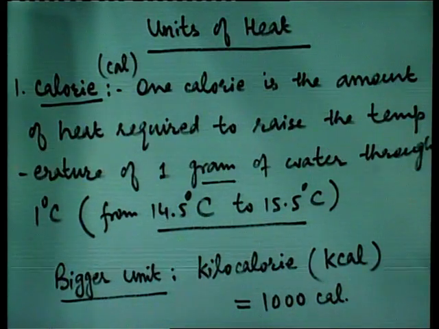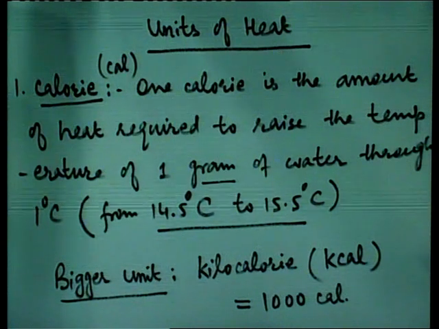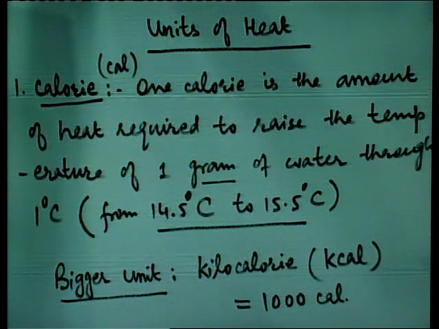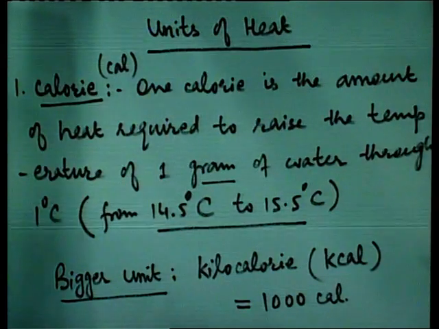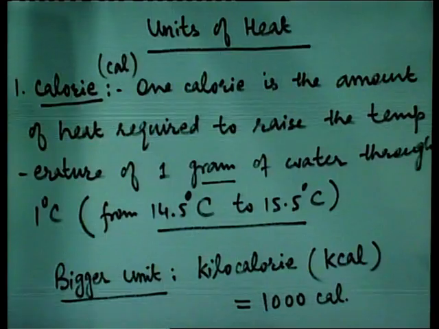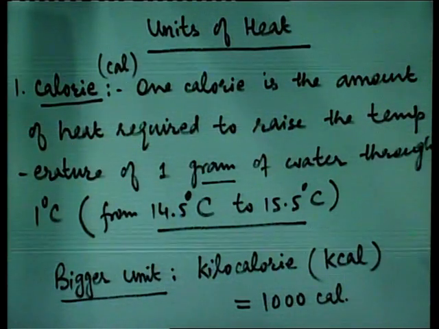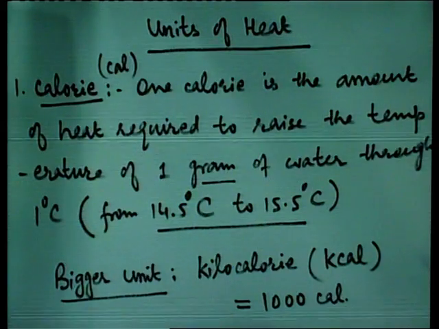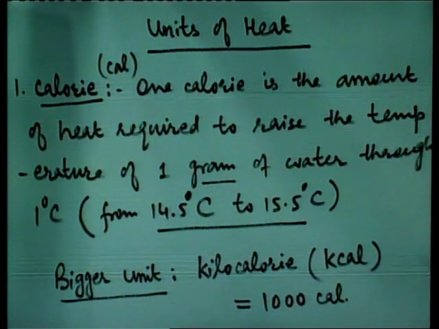So 1 kilocalorie is 1000 calorie. As you know, kilo means 1000. It is the prefix which we have earlier studied in our first chapter, that kilo always means 1000. So kilocalorie is 1000 calorie. Again, 1 calorie is the amount of heat required to raise the temperature of 1 gram of water through 1 degree centigrade, that is from 14.5 degree centigrade to 15.5 degree centigrade.